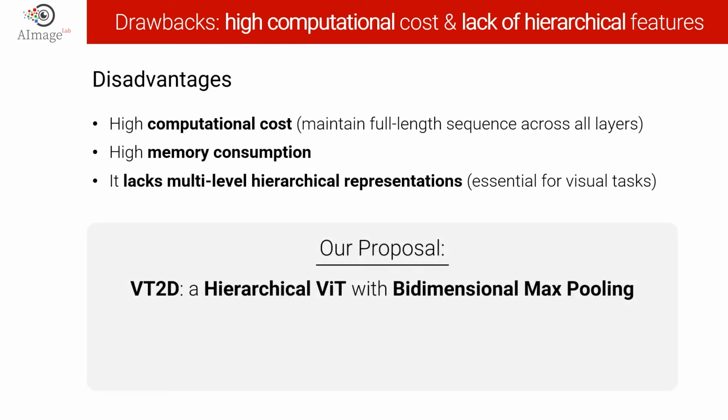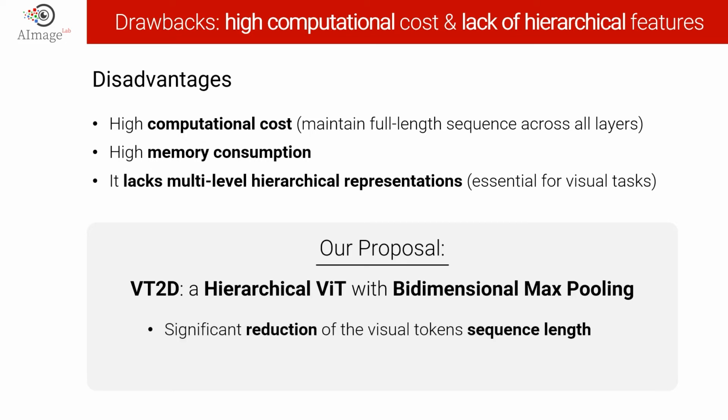To solve these problems, we propose VT2D, a hierarchical ViT with bidimensional max pooling, that offers a significant reduction of the visual token sequence length, and therefore a reduction of the computational costs, and better localization of features compared to one-dimensional pooling.